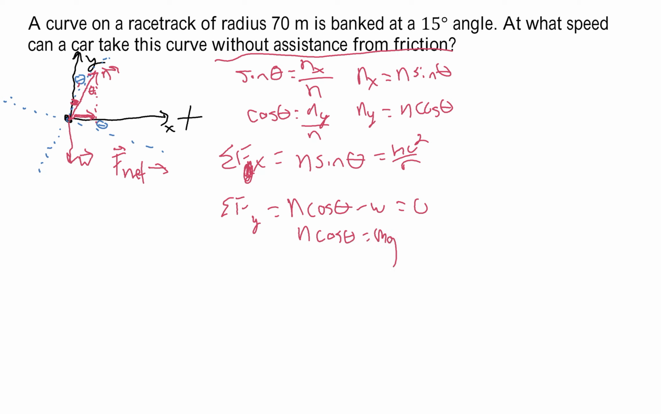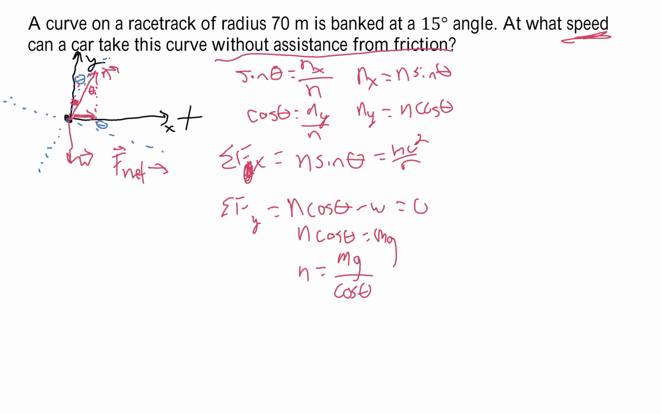So now I have two equations here, and I'm going to solve for normal in the y equation and then substitute it into the x equation. The reason I'm doing that is because we want to solve for speed. So that will leave me with just theta, which I know, mass, which I don't know, but it's not going to matter, and g, which I know, radius, which I know, and v, which is what I'm looking for. So solve for n. N equals mg over cosine theta. Now we're going to plug that into the x equation up here for where sine theta is.